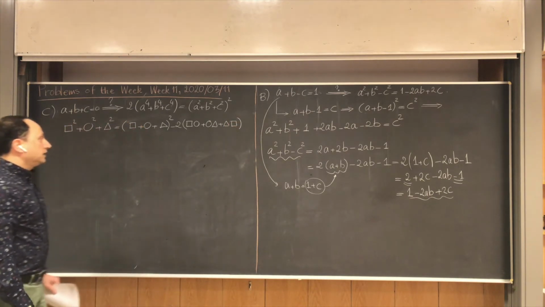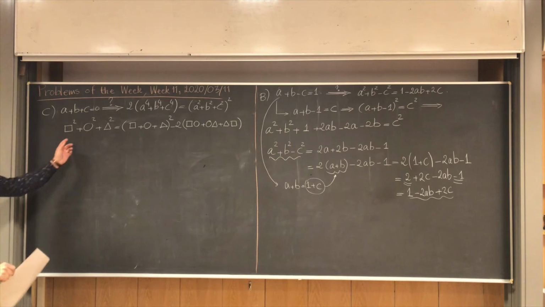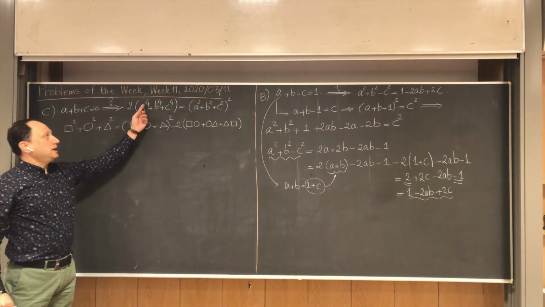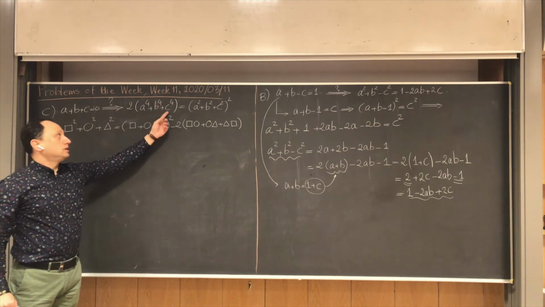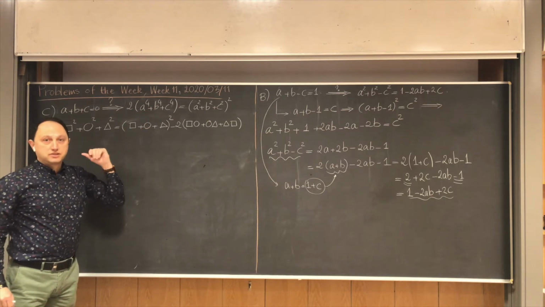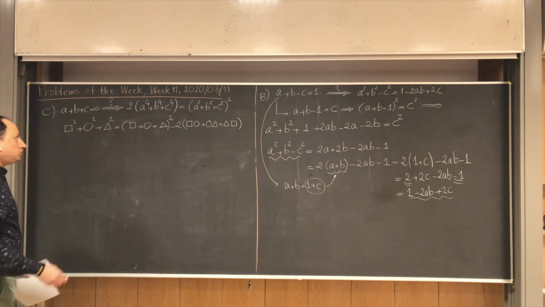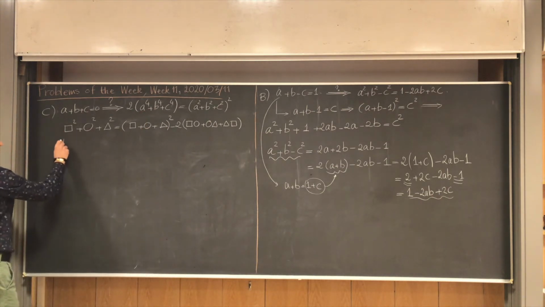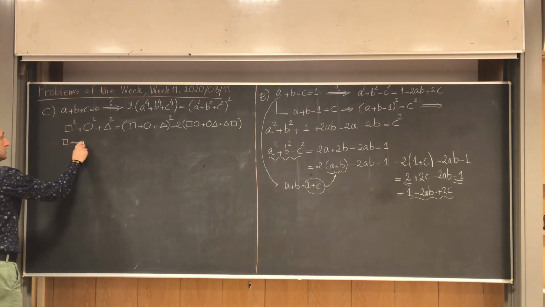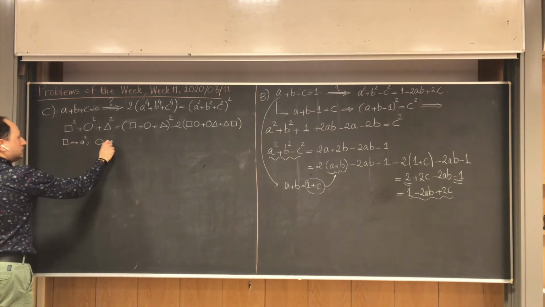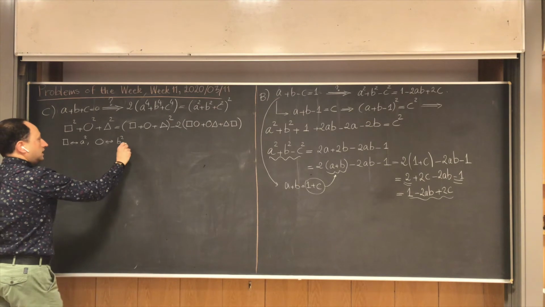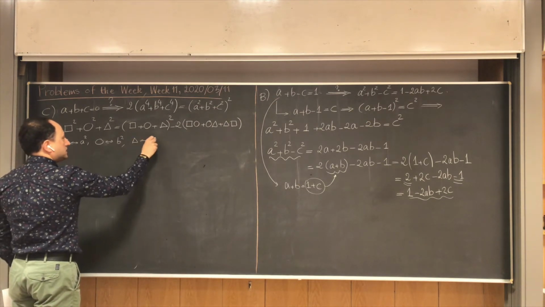Yes. Okay. Now I want to get something about a to the 4 plus b to the 4 plus c to the 4, which is on the left hand side. What I do, I replace box with a squared, I replace circle with b squared, and I replace triangle with c squared.